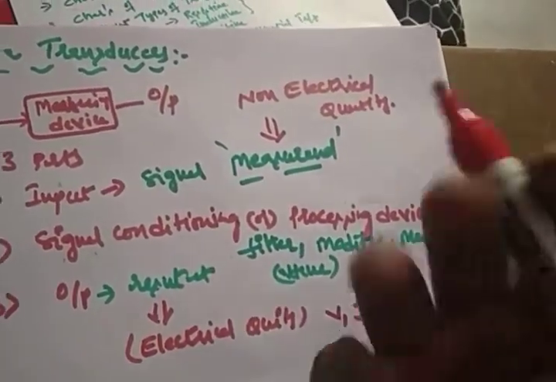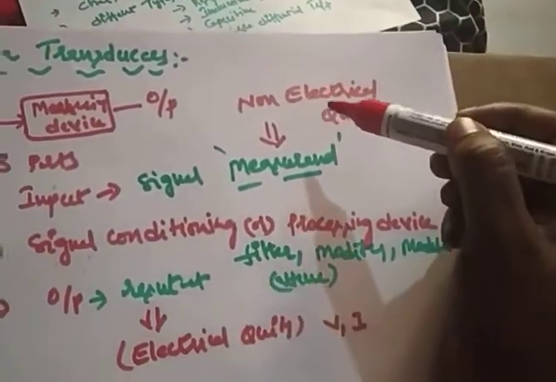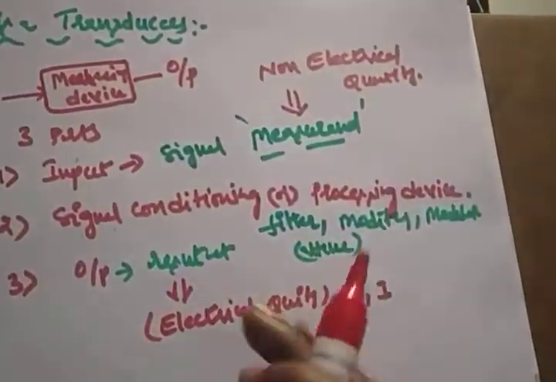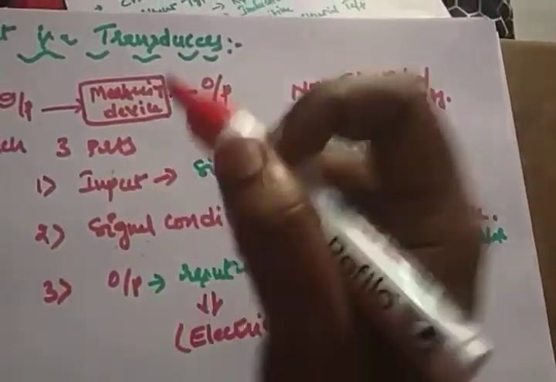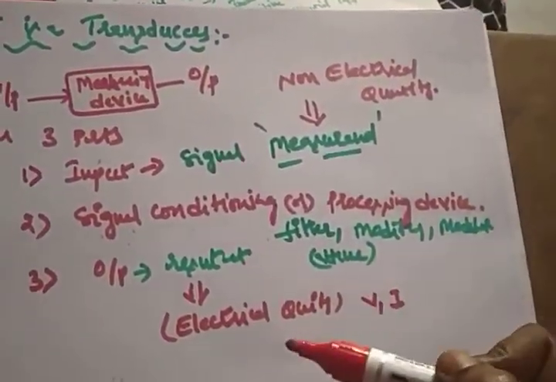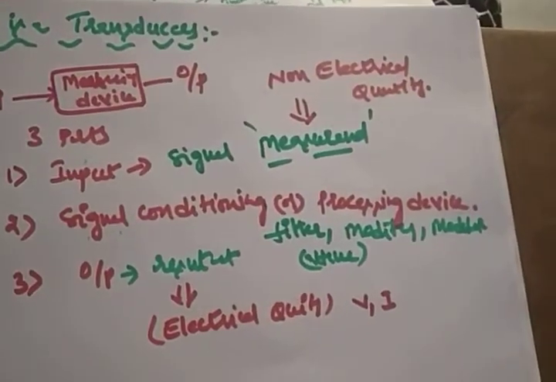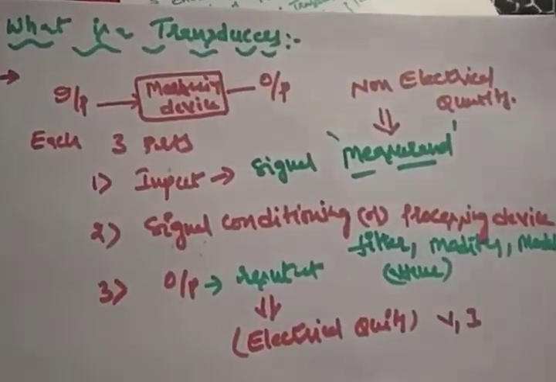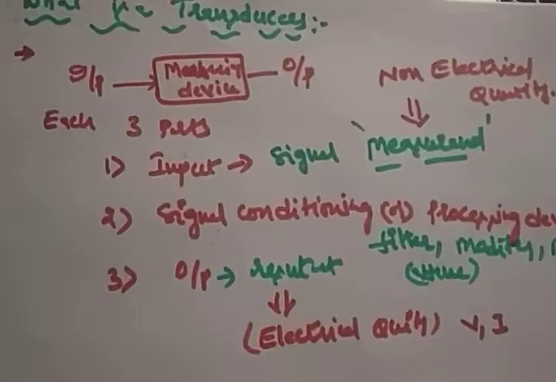So for most instruments we require conversion from a non-electrical quantity to an electrical quantity. So what type of device can be used to convert this non-electrical quantity into an electrical quantity? We require a device, and that device we can call a transducer. Right? One more time I'll explain.